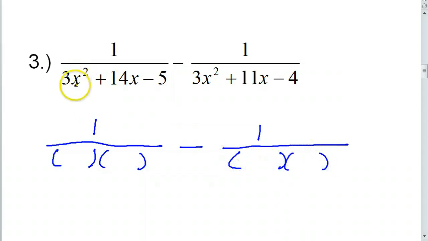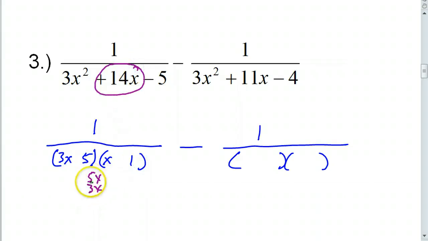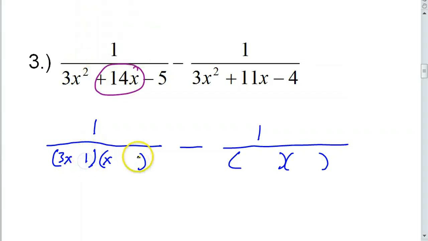So let's see, 3x squared. 3x squared can only factor as 3x and x. 5 has to be 5 times 1. Though the 5 might need to go on the other side. So remember, inner plus outer equals middle. So inner, I have 5x. Outer, I have 3x. I'm trying to get a middle of 14. It's not happening. So that's not going to work out. So I'm going to switch those around, and I'm going to go 1 times 5 instead.